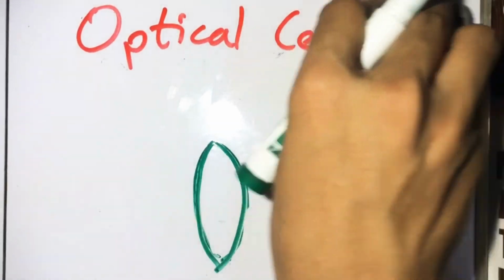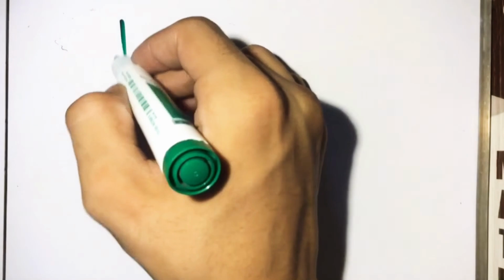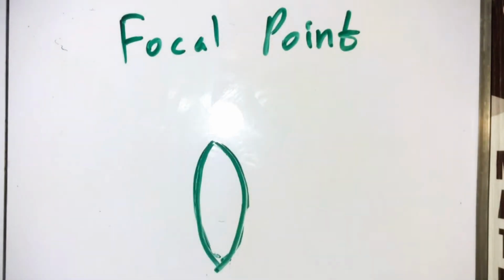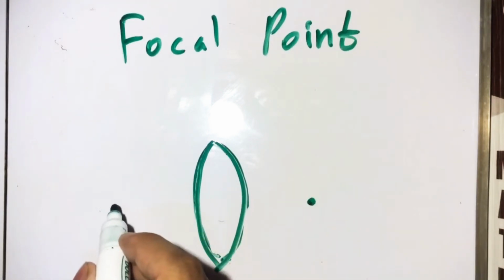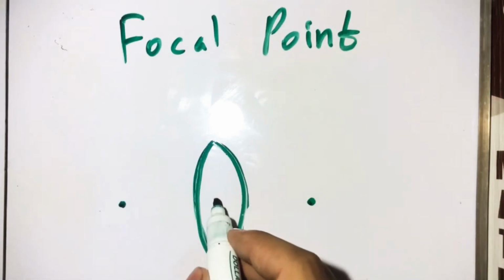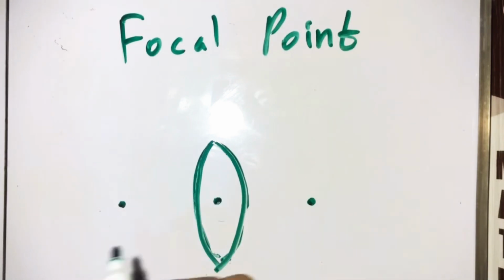Then next is the principal focus or the focal point. The focal point is a point at which all the rays passing through a converging lens seem to converge, and there is a focal point on both sides of the lens. The focal point is in line with the optical center of the lens. These three are concurrent. These three are collinear.